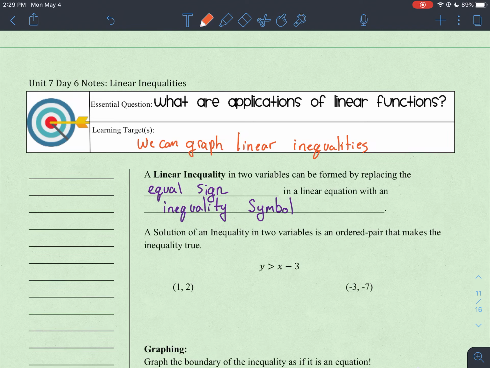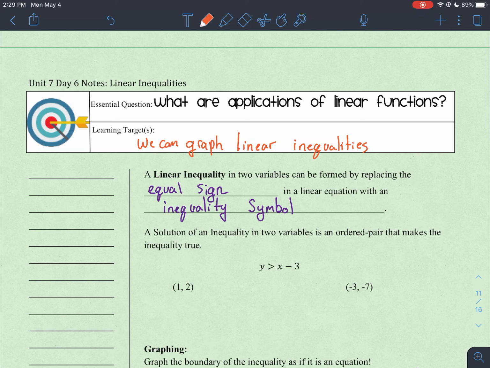Welcome to section 7.6. We're talking about linear inequalities. Once again, talking about applications of linear functions. Today we're going to talk about graphing linear inequalities. So before we were talking about linear equations, now it's linear inequalities.